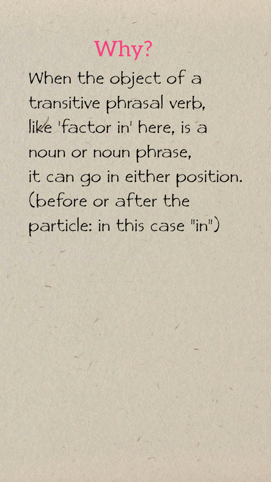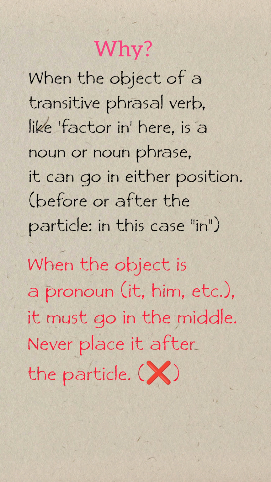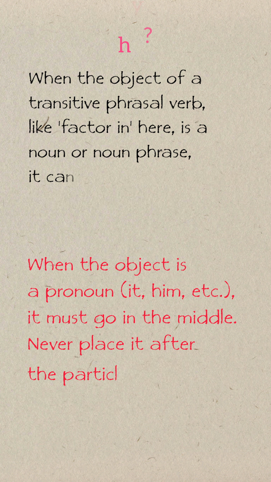When the object of a transitive phrasal verb, like "factor in" here, is a noun or noun phrase, it can go in either position, meaning before or after the particle, in this case, "in". But when the object is a pronoun, like it, him, etc., it must go in the middle. Never place it after the particle.